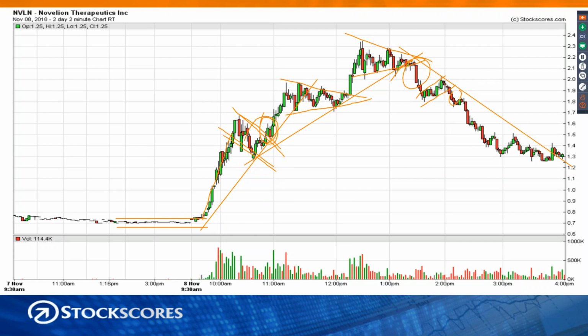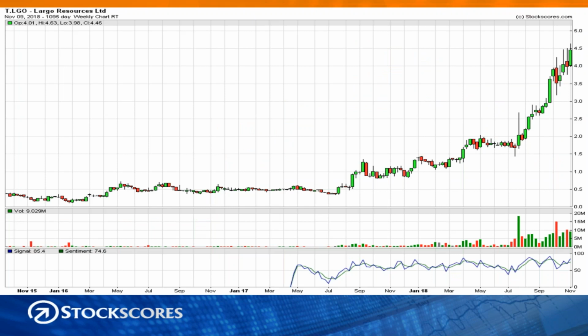All right, let's take a look at another chart. We'll draw on it as well. So again, got a rectangle consolidation there with a breakout. Got a little pennant pattern there with a breakout. We've got a little rectangle, another rectangle.